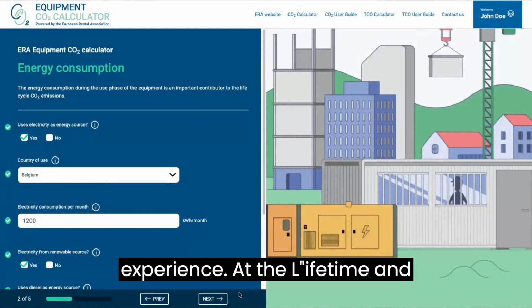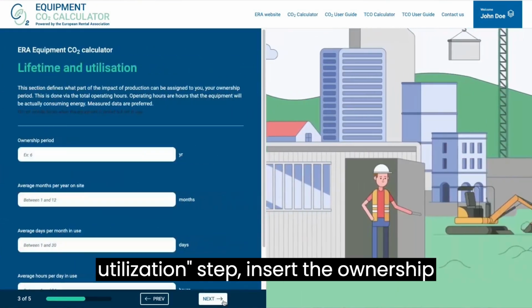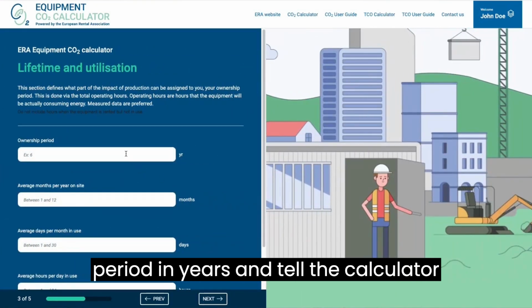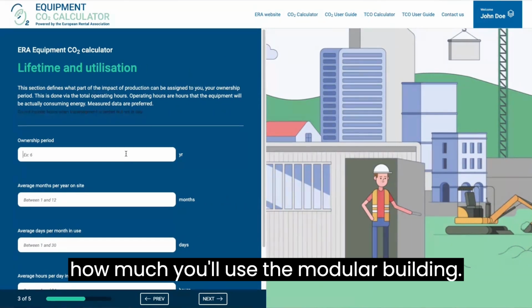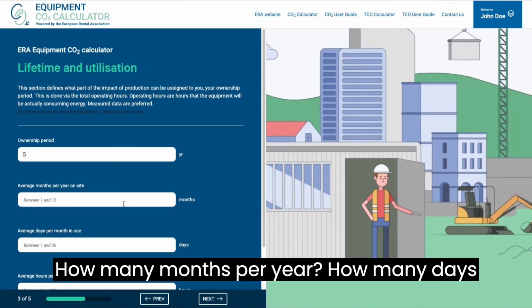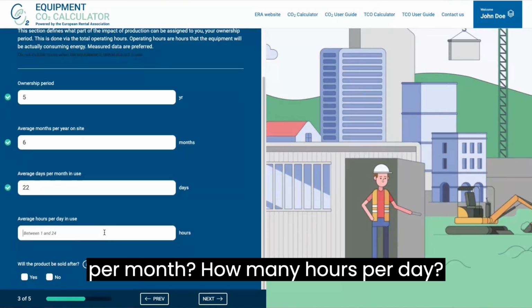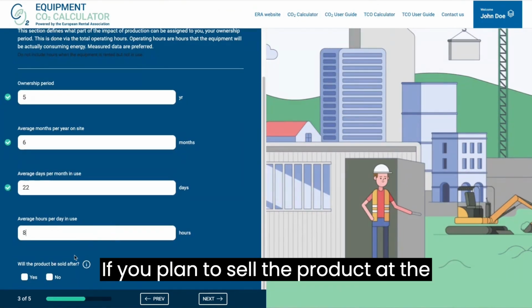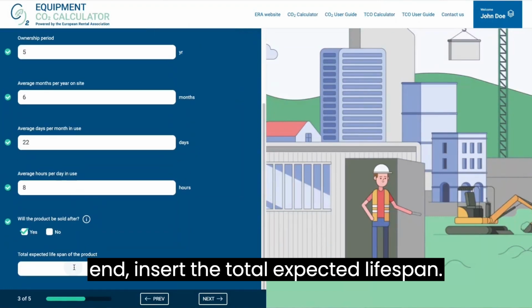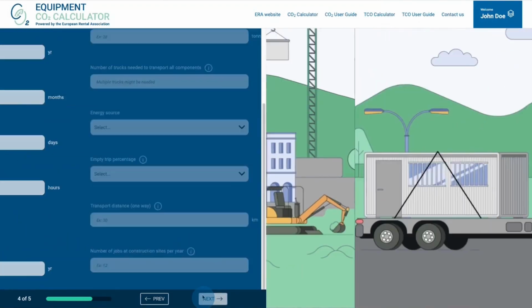At the lifetime and utilization step, insert the ownership period in years and tell the calculator how much you'll use the modular building: how many months per year, how many days per month, how many hours per day. If you plan to sell the product at the end, insert the total expected lifespan.